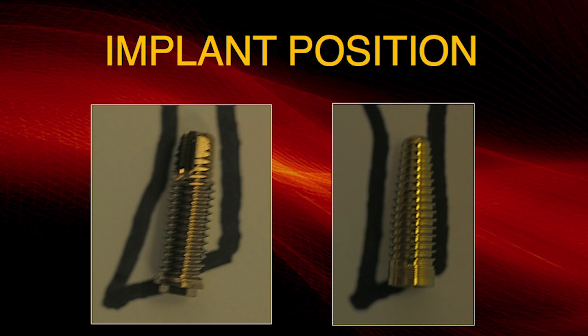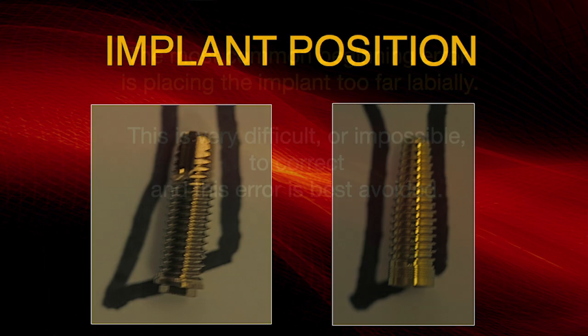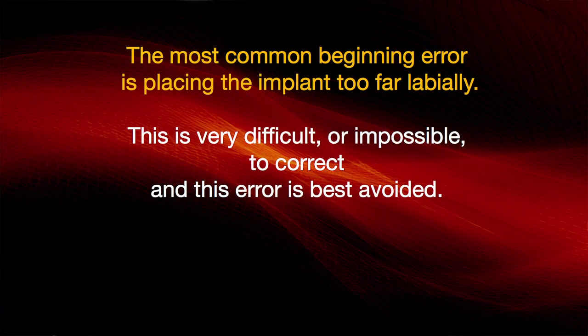This is just an illustration of ideal implant placement: further palatal against the palatal bone and staying away from being close to the facial. The most common beginning error is placing the implant too far labial, and this is very difficult or impossible to correct. The error is best avoided if you enter into the palatal side of the crest.